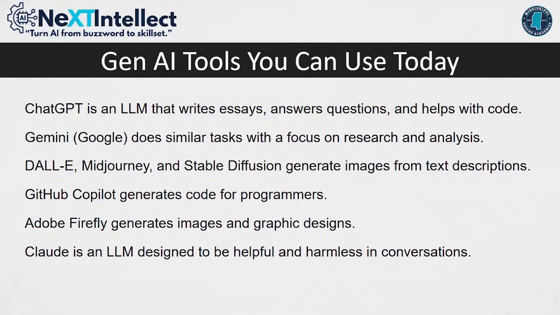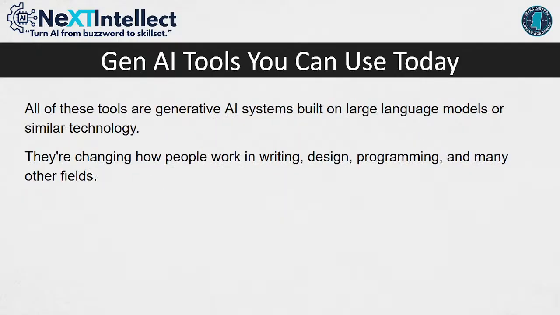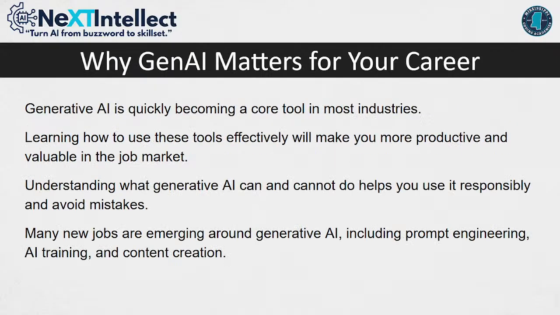It's actually made to be more empathetic, even though we said AI can't have feelings, to be even more human-like. All of these tools are examples of Gen AI systems that are built on LLMs or similar technology. They're changing how people work in writing, design, programming, and many other fields.